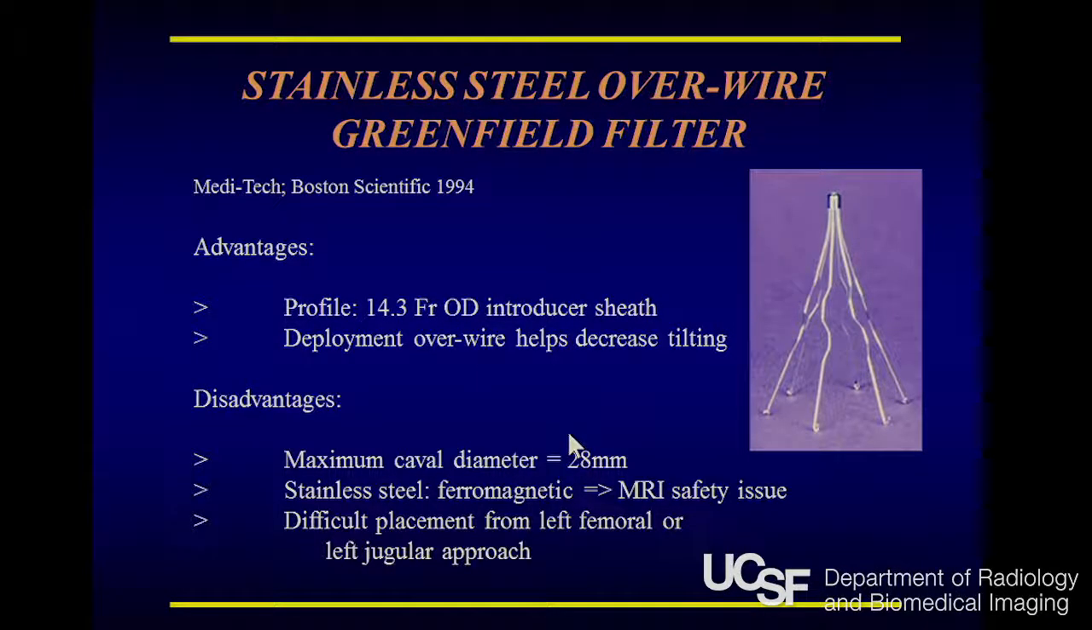So key points about the stainless steel Greenfield filter is that it's stainless steel, so it's ferromagnetic, and there might be some MRI safety issues with this. We'll discuss that in a moment. This will accommodate an IVC up to 28 millimeters in diameter. This is deployed over a wire, which attempts to keep it from tilting, but it still does tilt, and even though it does tilt, it's still effective at trapping clot or preventing PE.